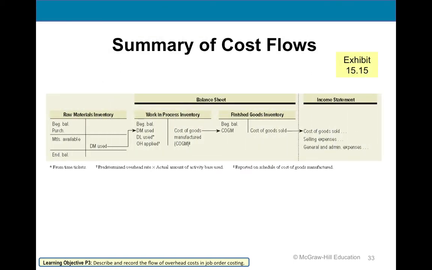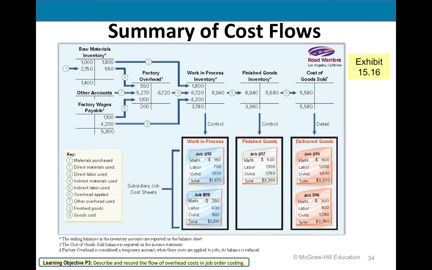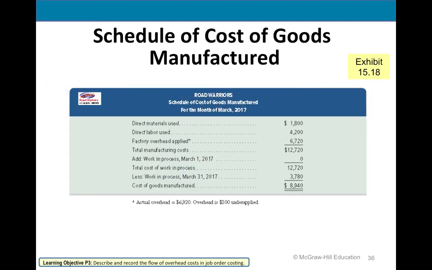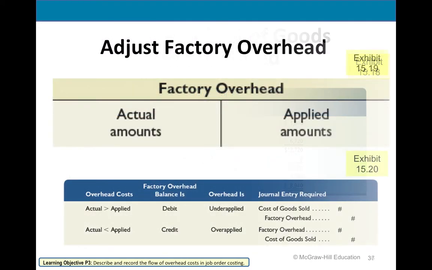Summary cost flows here. Again here, start at the beginning, the raw materials, goes to work in process, to finished goods, of course. For finished goods, our goal is to sell it. It's all flowing together. Here's a good summary, good examples of all the entries we'll be making. The schedule of cost of goods manufactured sums up everything we had.